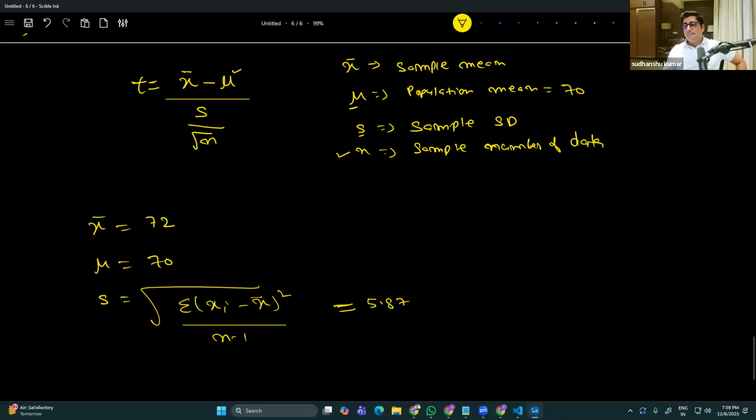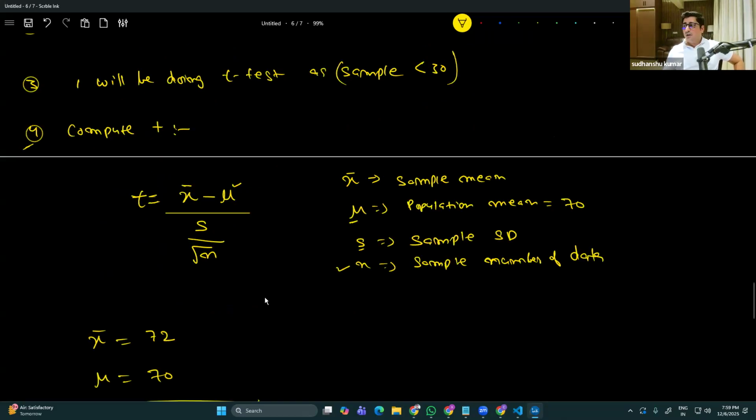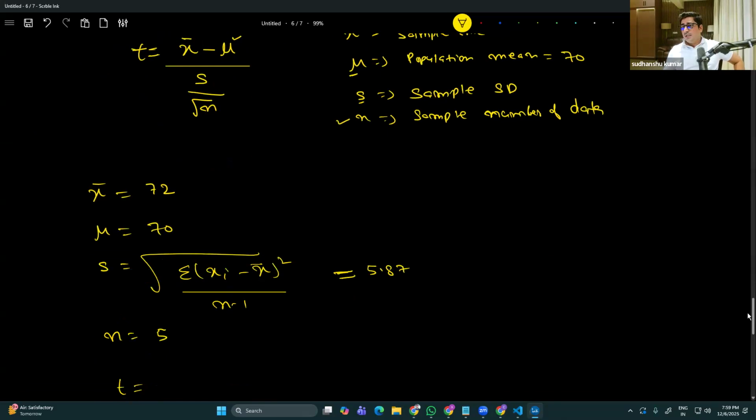5.87, this is fine. Now what is my n? N is nothing but 5. Okay, so if we have reached this point, now tell me t. We have a formula and all the values: x bar, mu, s and n. We have everything required to do the math for t. So now tell me what is t. Just put everything in the formula and you will get the value of t.